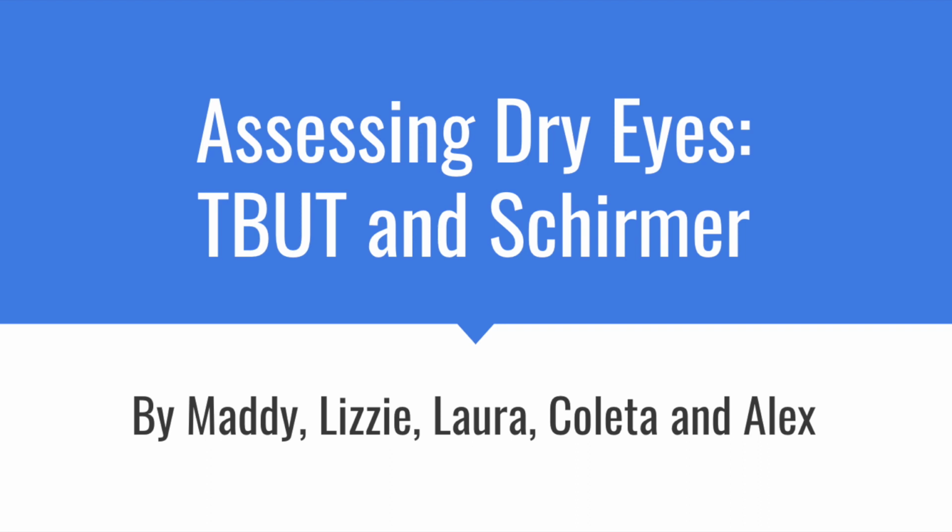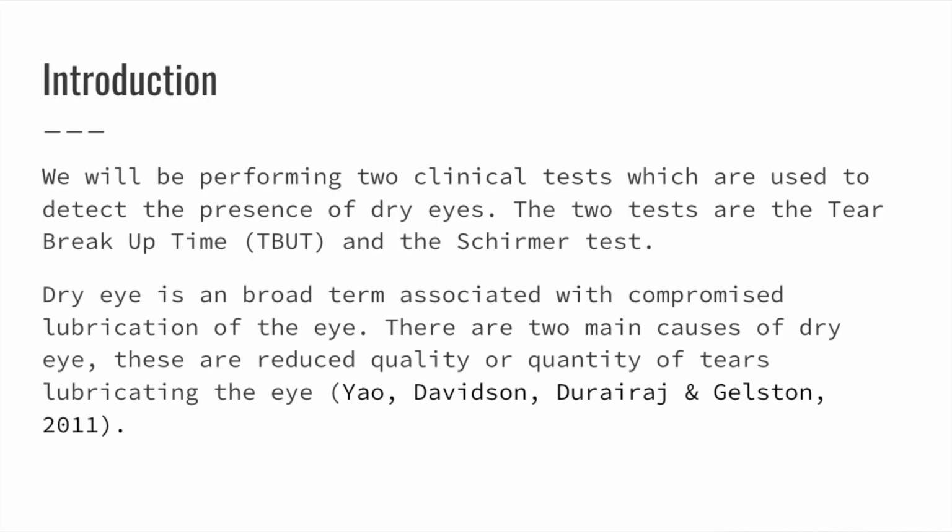The purpose of today's video is to give an overview and insight into the two main clinical ophthalmic methods used to help detect dry eye. The two tests are the tear breakup time and the Schirmer test.